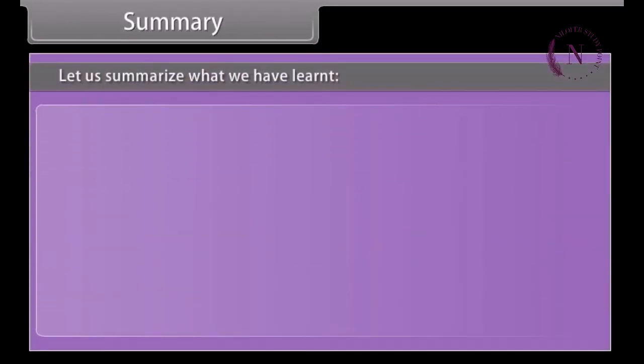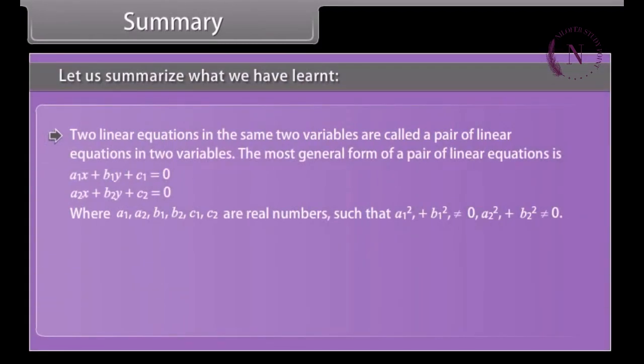Summary. Let us summarize what we have learned. Two linear equations in the same two variables are called a pair of linear equations in two variables. The most general form of a pair of linear equations is a1x + b1y + c1 = 0, a2x + b2y + c2 = 0, where a1, a2, b1, b2, c1, c2 are real numbers such that a1² + b1² ≠ 0 and a2² + b2² ≠ 0.